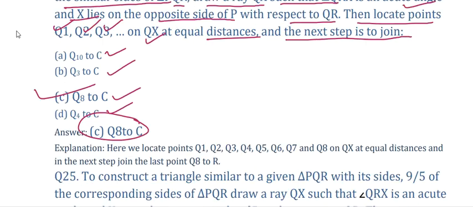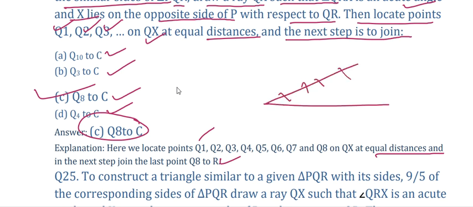Here we locate Q1, Q2, Q3. You don't take it as question number 1. It is point Q1, right? Q2, Q3, Q4, Q5, Q6, Q7, Q8 on QX at equal distances, and Q8 to R. In the next step, join the last point Q8 to R. I think this is one like this: Q1, Q2, Q3, Q4, and the last point you can join, right? You are very familiar with it.